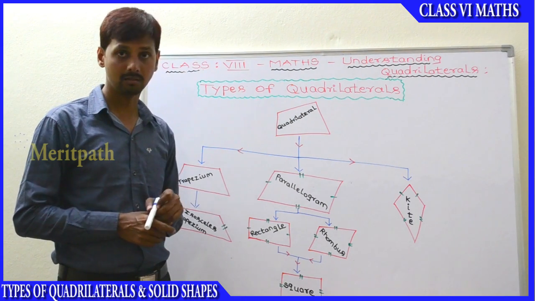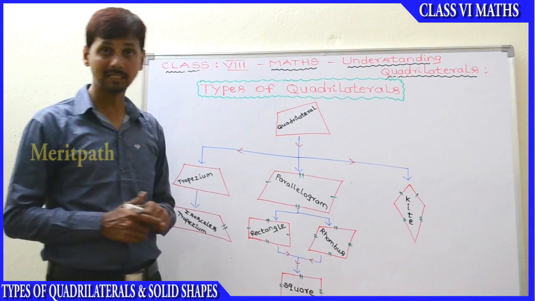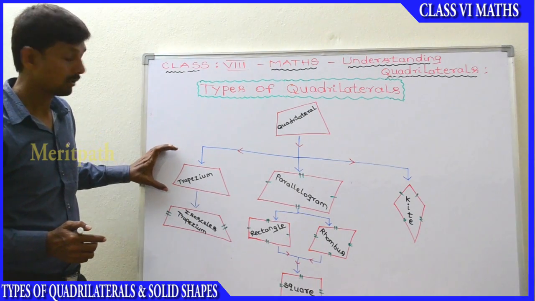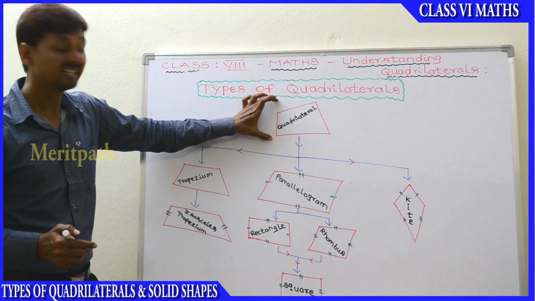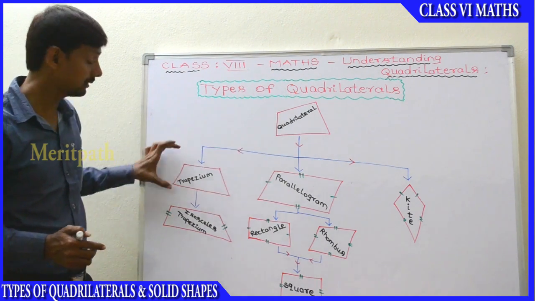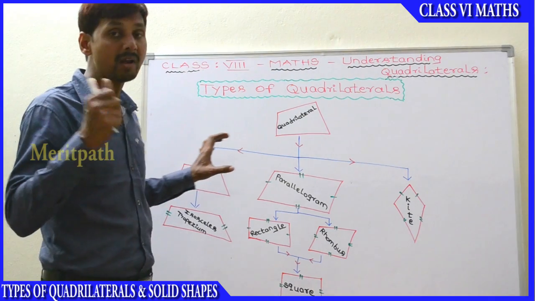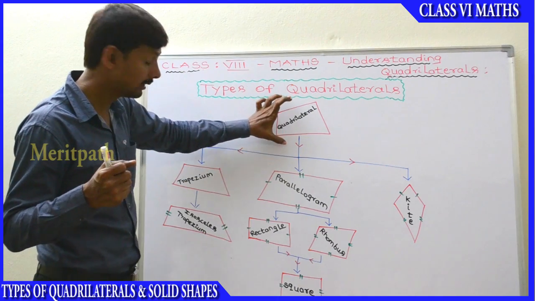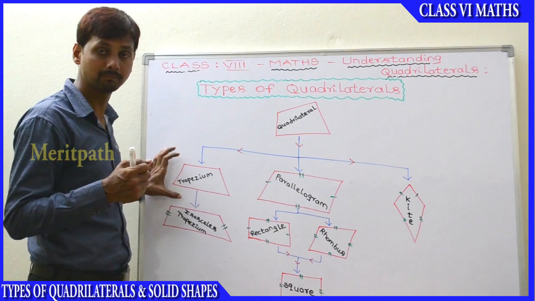You see this picture? It's a quadrilateral, and in that, one pair of opposite sides are parallel. In a quadrilateral, then it becomes a trapezium.